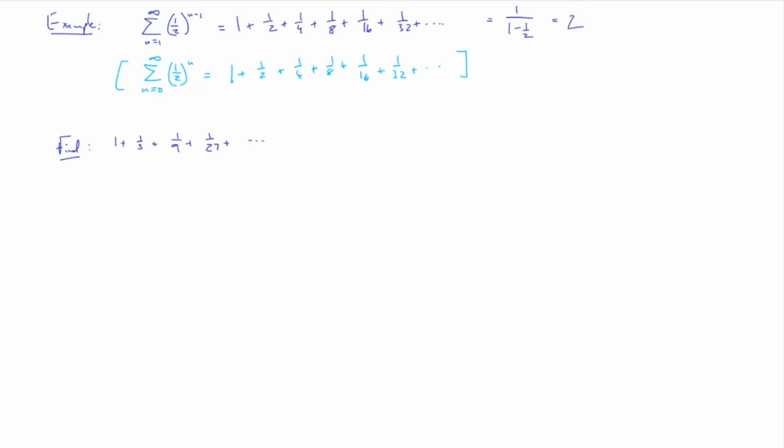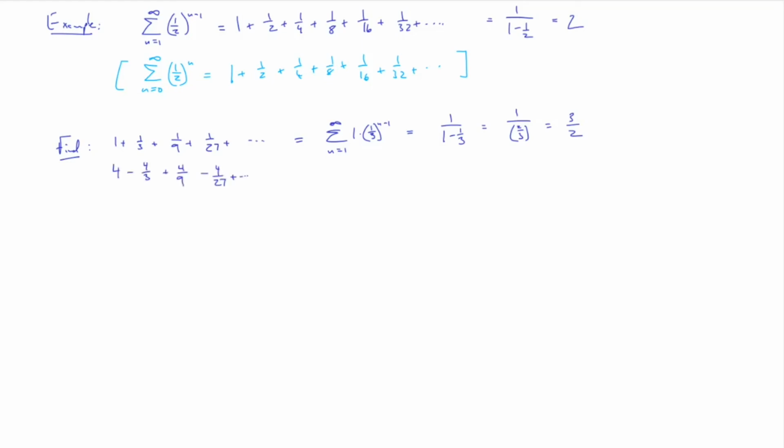Okay, take a moment, see if you can find the sum of this series. Pause the video. When you're ready, start it back up. Writing it in its standard form, this is the sum n equals 1 to infinity of 1 times 1/3 to the n minus 1. And that lets you easily apply the formula. It's 1 over 1 minus 1/3, which after you simplify, you get 3/2.